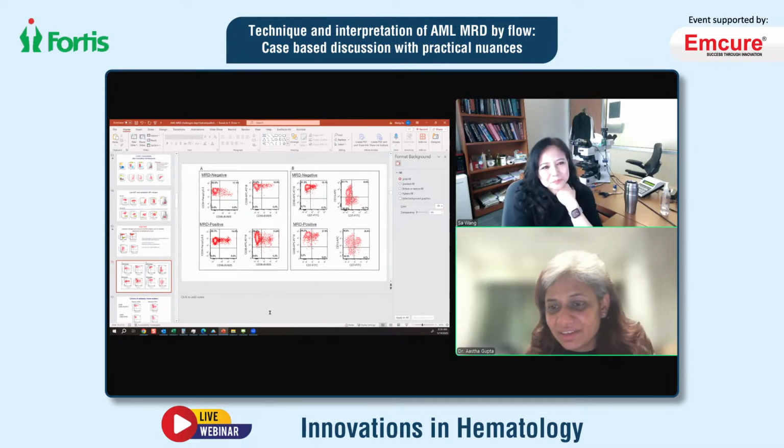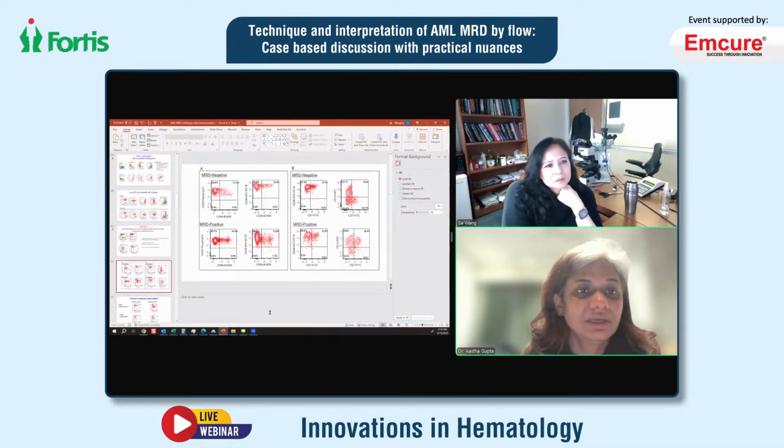Okay. So we have another question: if we have some basophilic precursors post cycle 1 of ASA in AML MRD, which were present at the point of diagnosis, should we be careful about them while reporting the MRD?